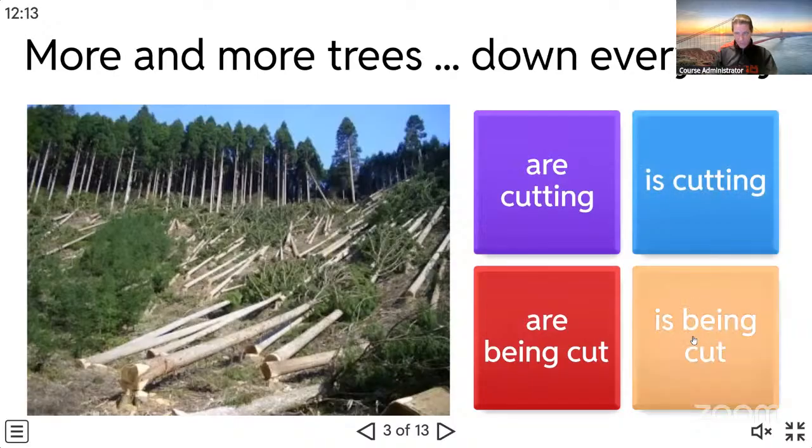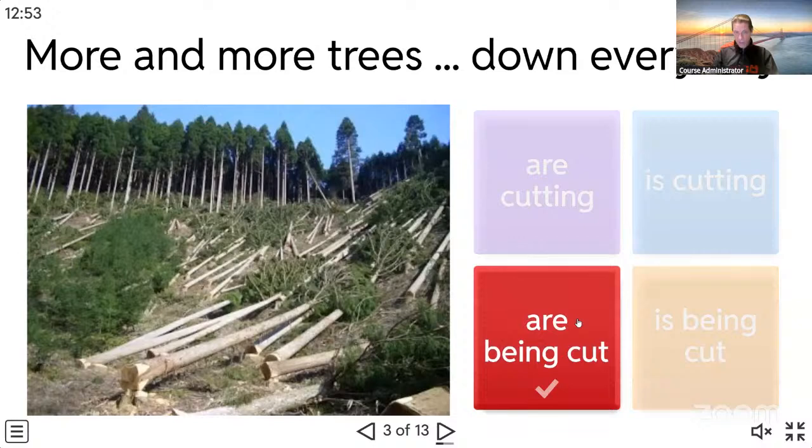What do you think? Is it "is being cut"? No, we can't use is because trees is plural. Is we use with the singular, okay? So we can't use that. And we can't use "are cutting" because remember, in the passive form, we always have to have the verb to be. So in this case, it's verb to be plus being. More and more trees are being cut down every day. Okay, so this shows a trend. This shows that the action of cutting down the trees is continuing to happen. More and more trees are being cut down every day.